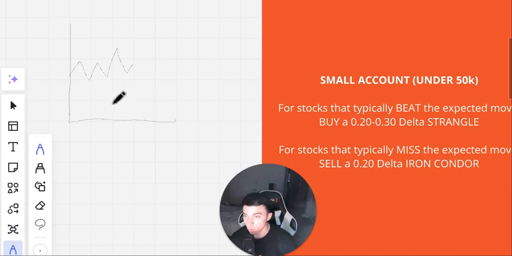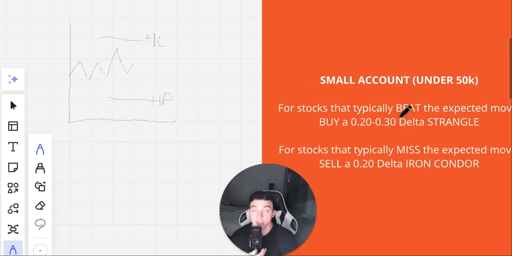It's a gamble. So what you're going to do is pick the 20 to 30 delta put, and you're going to buy that put. And then the 20 to 30 delta call, you're going to do the same thing. Buy one of the call. And what is the rationale behind this?